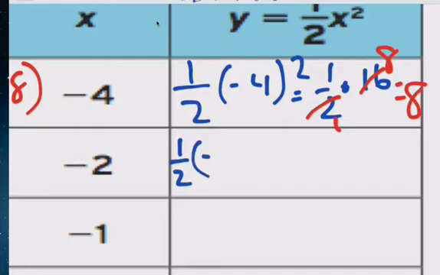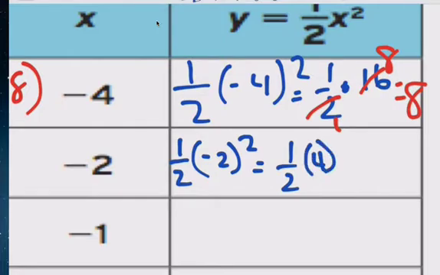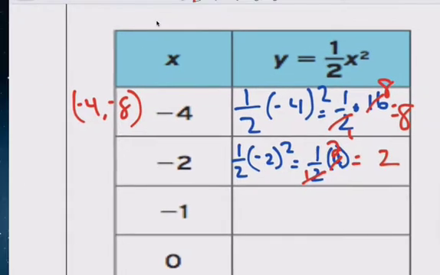1/2 times negative 2 squared is 1/2 times 4. Cross cancel. Very important you know how to cross cancel. It is very, very crucial to cross cancel. Okay? So that is 2. So your ordered pair is negative 2, 2. I need to do this faster.